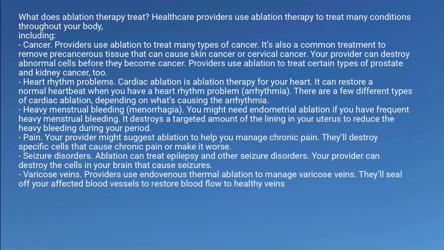Heart rhythm problems. Cardiac ablation is ablation therapy for your heart. It can restore a normal heartbeat when you have a heart rhythm problem, arrhythmia. There are a few different types of cardiac ablation, depending on what's causing the arrhythmia. Heavy menstrual bleeding, menorrhagia. You might need endometrial ablation if you have frequent heavy menstrual bleeding. It destroys a targeted amount of the lining in your uterus to reduce the heavy bleeding during your period.